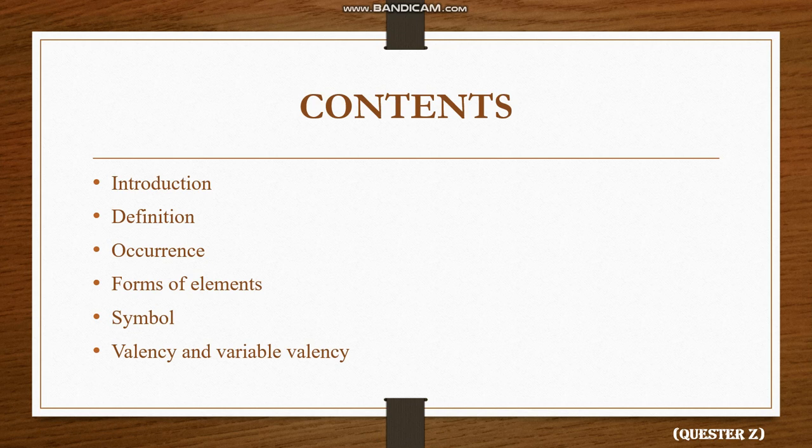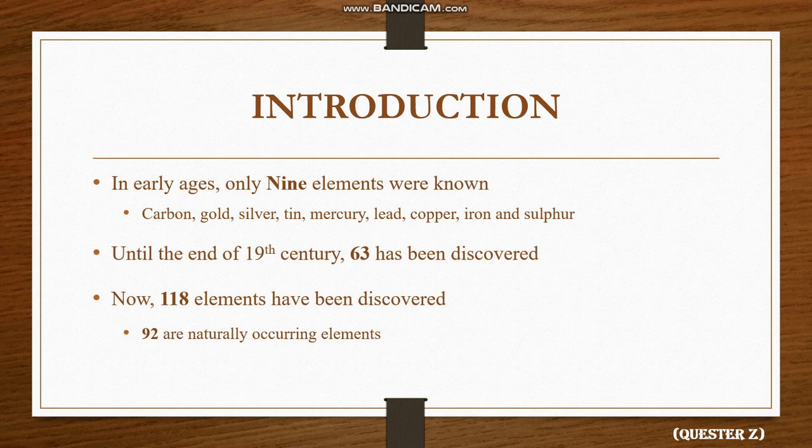These are the contents given, as I already mentioned: the introduction, definition, occurrence, forms of elements, symbols, and valency and variable valency. Introduction. In early ages, only 9 elements were known, including carbon, gold, silver, tin, mercury, lead, copper, iron, and sulfur. Until the end of the 19th century, more elements were discovered and the total became 63. Now we have 118 elements discovered, and out of these, 92 are naturally occurring elements.